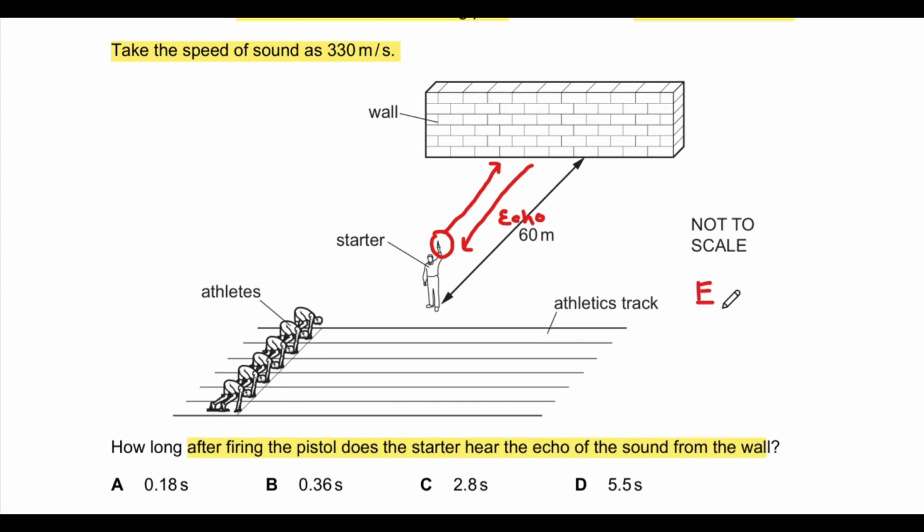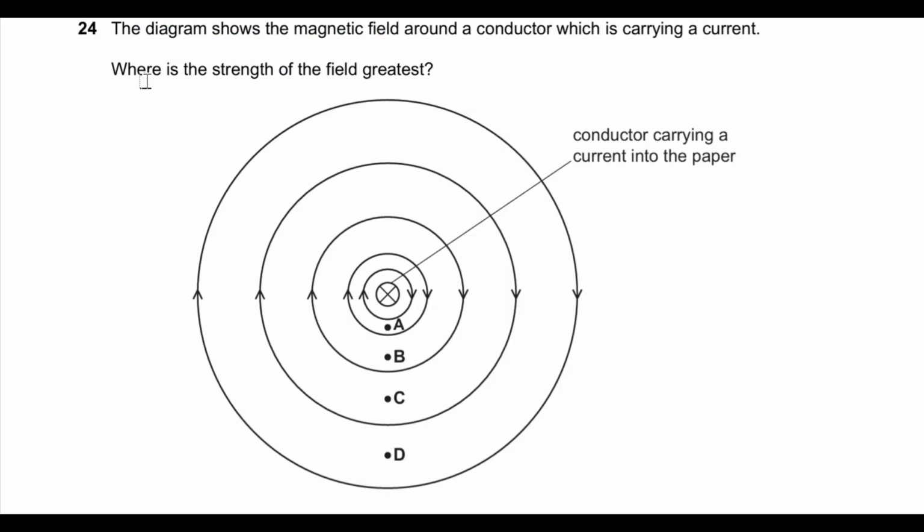Okay, for echo we have the formula: 2 times distance divided by the velocity of sound. So it would be 2 times 60, which is the distance between the person and the wall, divided by the velocity of sound, which is 330. Doing the calculation, I'll get 0.36 seconds.